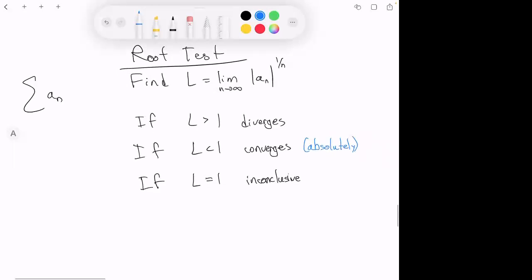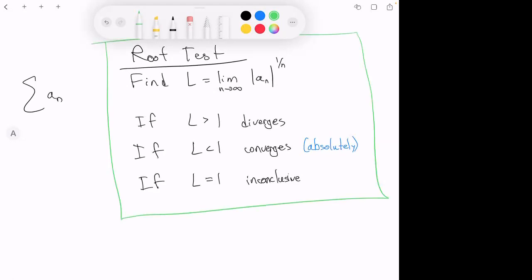So anyway, this root test has three possible outcomes. It can tell you that the series converges or diverges, or it can fail and say, I don't know, and you'll have to use a different test.